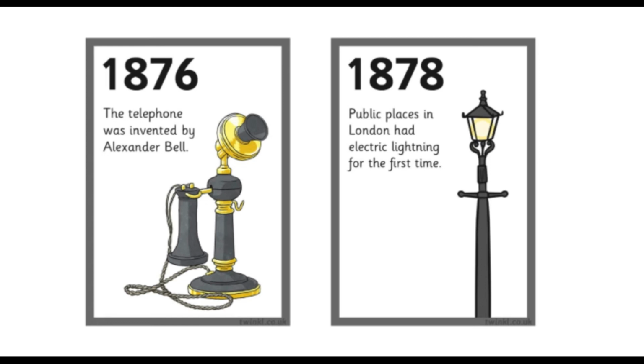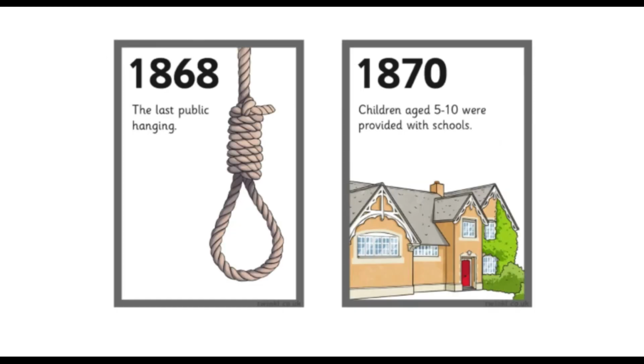I want you to do the same for electric streetlights. Think back to the lessons we did on Jack the Ripper. How would the input of street lighting have impacted on what he was doing? Would he have been able to get away with what he was doing with street lights? Two more examples for you to work through. The last public hanging, 1868. We've talked a lot about death penalty and what you believe about it. What would have happened before 1868 and what would have happened afterwards?